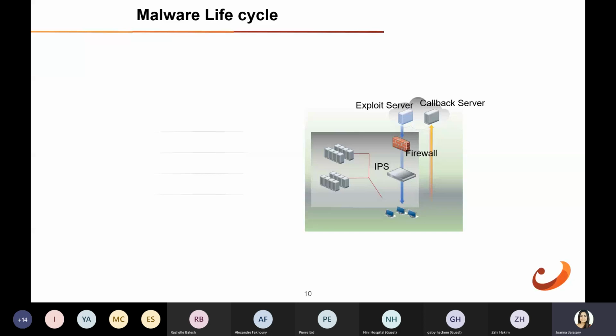So the malware lifecycle: usually all these programs spread and operate in the following way. The attacker gains entry through an email, a network, a file, or an application vulnerability. It inserts malware into an organization's network.